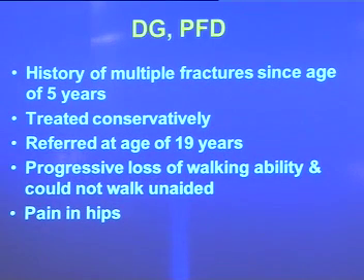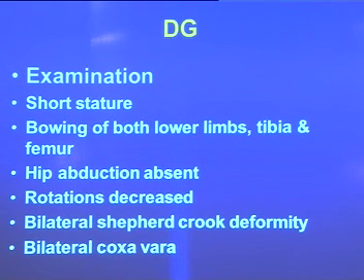An example of a patient here with a history of multiple fractures since the age of 5, all treated conservatively, referred at the age of 19 years with a loss of walking ability, and he required a lot of support to walk. People used to actually hold him and carry him around. And there was a history of pain in the hips. He showed a short stature, bowing of both lower limbs, tibia and femur. Hip abduction was absent, rotations were diminished. Bilateral Shepherd-Crook deformity and bilateral coxa vara.